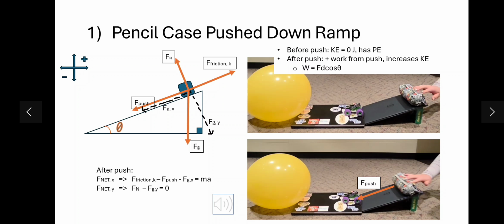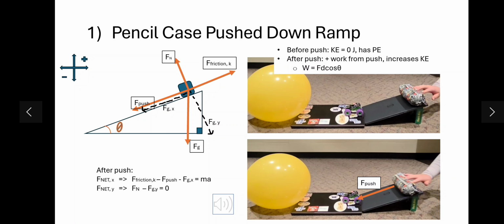This leads to the x and y component net force equations. X component net force is force of friction minus force of push minus x component force due to gravity equals m times a. And the y component net force is normal force minus y component force due to gravity equals 0.